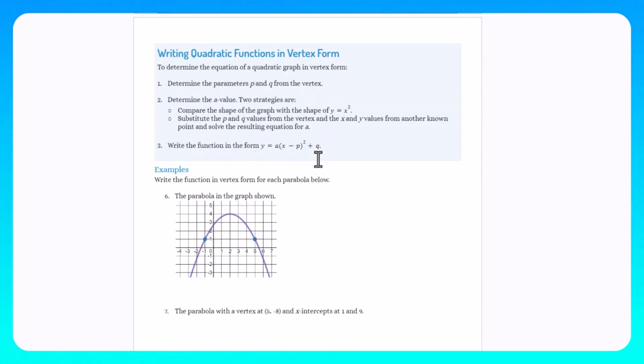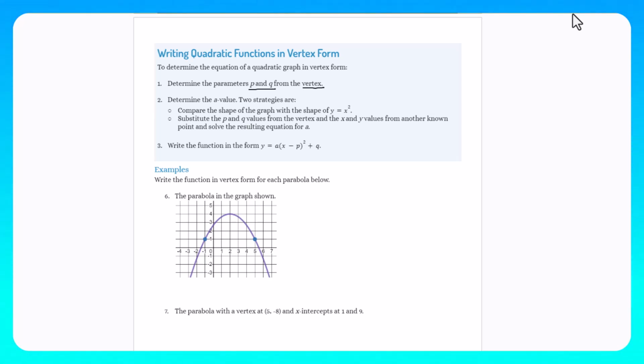Okay. Well, now that we know what vertex form is and all the little parts of the equation, we can actually use our knowledge of that to write the equation of a graph when we're given the graph. And we do that by looking at the graph, first of all, to determine the vertex, because the vertex is going to give us P and Q.